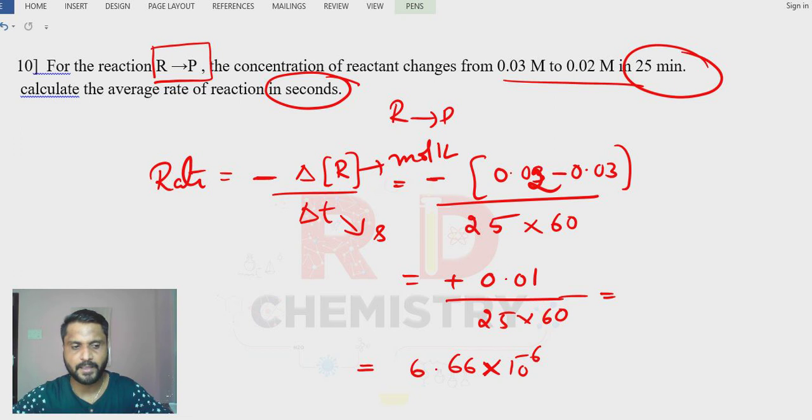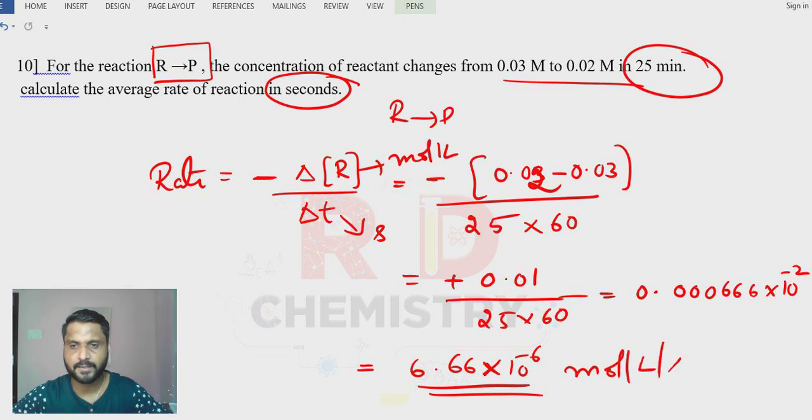Otherwise, it comes to be like 0.000666 into 10 power minus 2. So this is a change into scientific notation. The final unit becomes mole per liter per second.